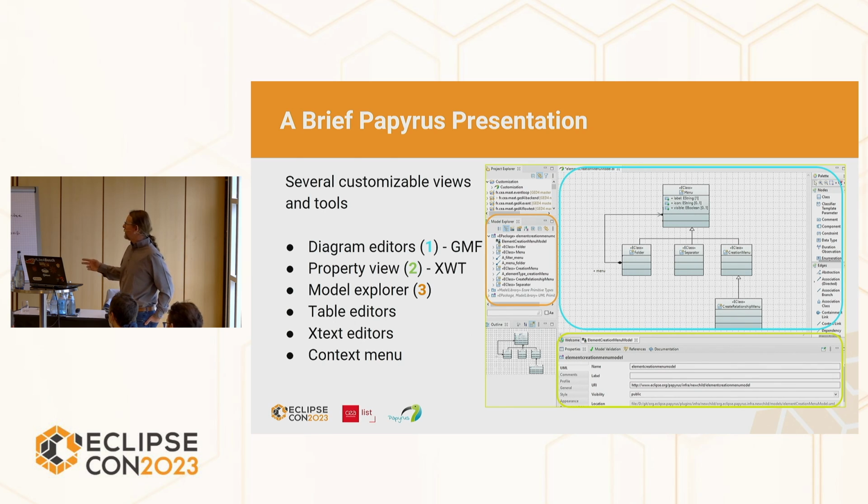In addition to the three parts shown on the screen, there also exists a tabular editor that you can customize. You can also connect an Xtext editor to edit properties, and you can add your menu using a well-known Eclipse mechanism. So in this presentation, I will show you a replacement of the GMF part and the property view part.